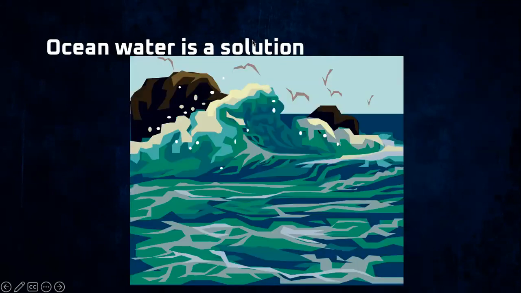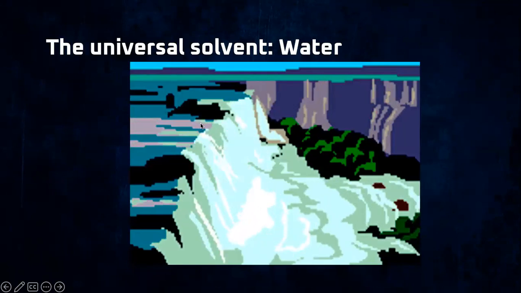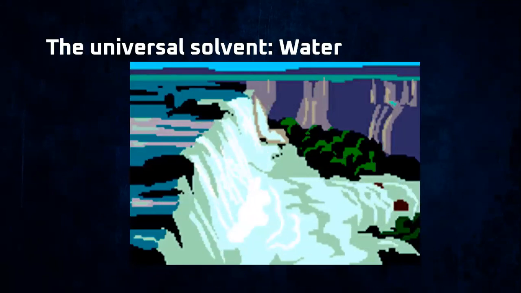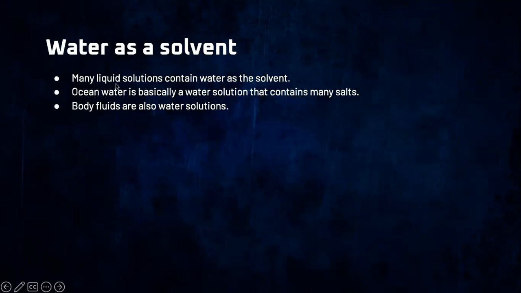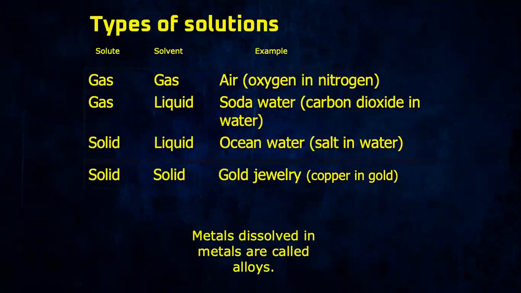So what is the solvent? The solvent that is universal in the world, right? We use water. Water, why? Because many liquid solutions contain water as a solvent. Why? Because ocean water contains many salts, so it's very soluble. And our body fluids are also water solutions. So for types of solution, we have solute and solvent. I shall not go into details because it's quite advanced for some of the students here. All right, you can feel free to look at it when I share the documents later at Zalo.